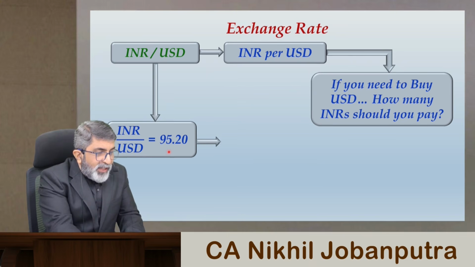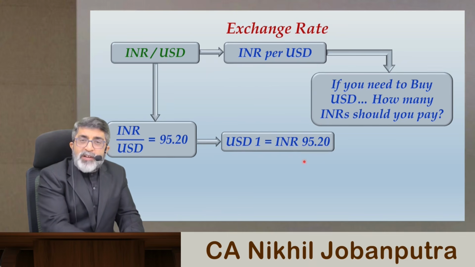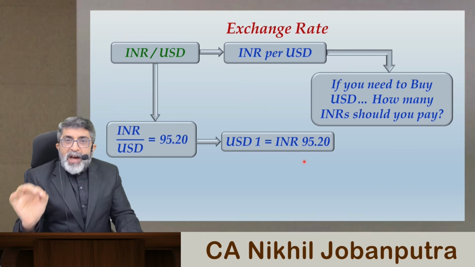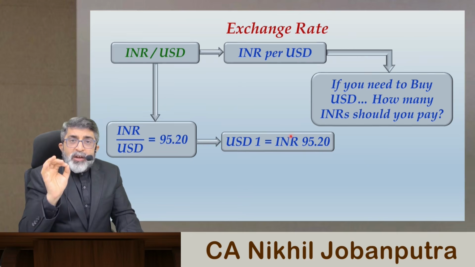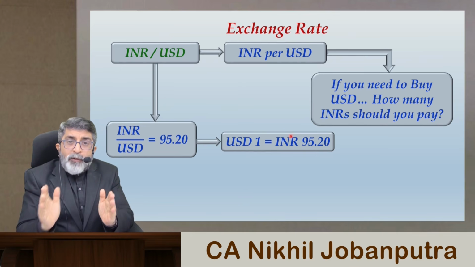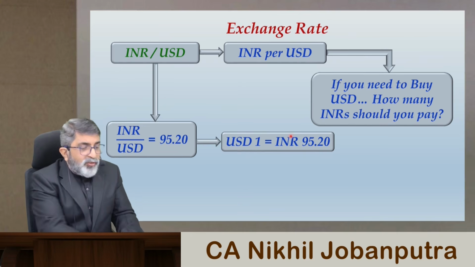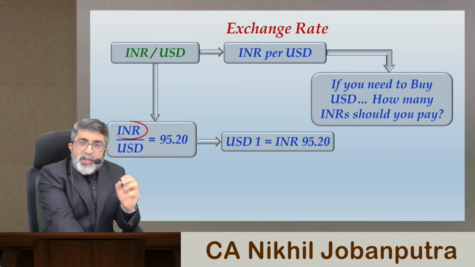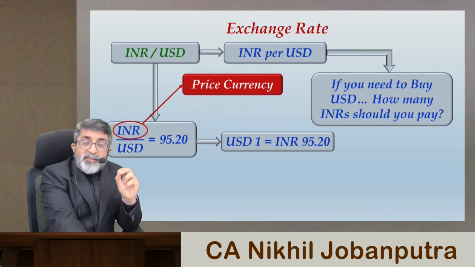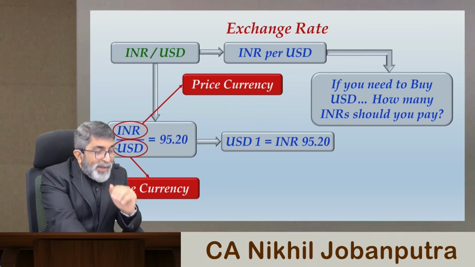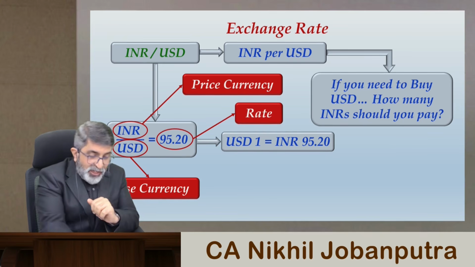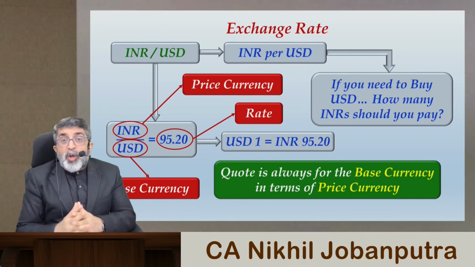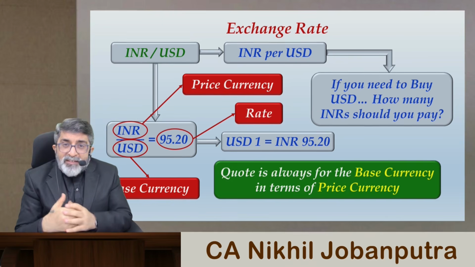Now, what exactly is this in the equation format? USD 1 equals INR 95.20. All these have one common understanding. It is a quote of 1 unit of US dollar in terms of Indian rupee. So, basically, the numerator in the quote is called the price currency. The denominator in the quote is called the base currency, and this 95.20 is typically the exchange rate. Quote is always for the base currency in terms of price currency.